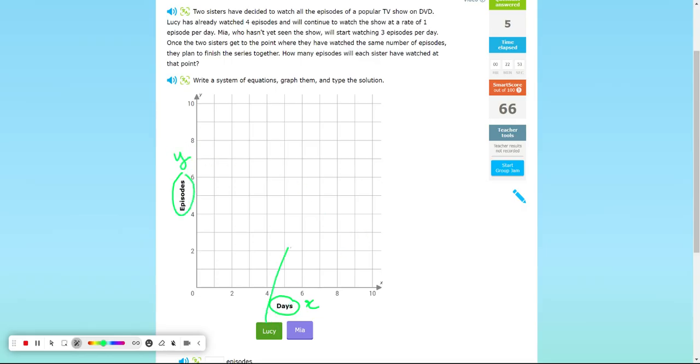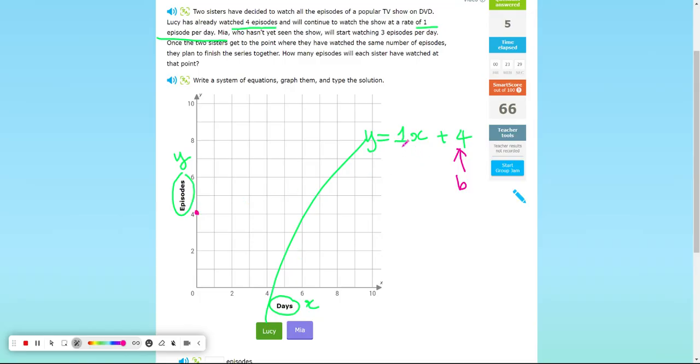Okay? So let's find the equation for Lucy, Y equal. Lucy already watched 4 episodes, okay, and continue to watch the show at the rate 1 episode per day. So 1 right in front of X, and already watched 4 episodes, so 4 episodes will be a set number, it should be in the back. Okay, so let's go and grab this. So here we go. So this is the B, so go and find the B right there.